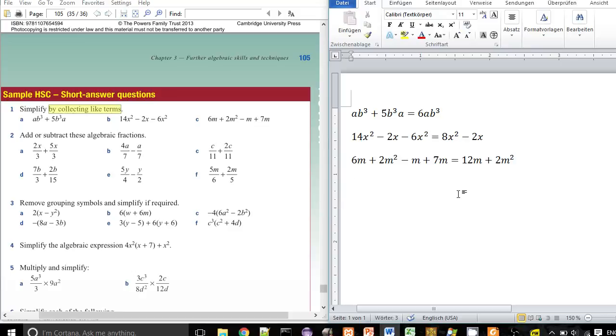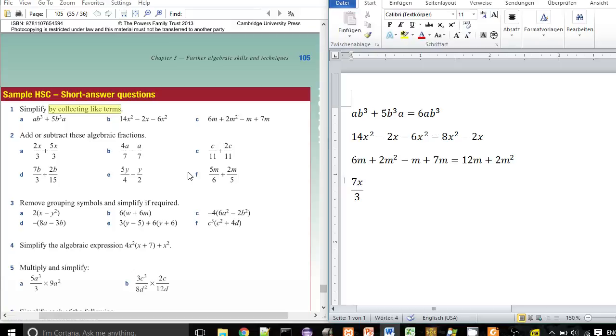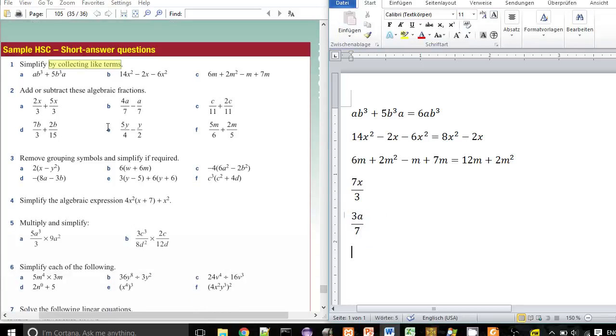Okay, I don't think I'll do all of these. I'll just do a few. Let's do the first one. Okay, look, it's really easy. 7x over 3. That's it. This next one, 4a minus a, is 3a over 7. Let's skip to one of these. I'll do e.